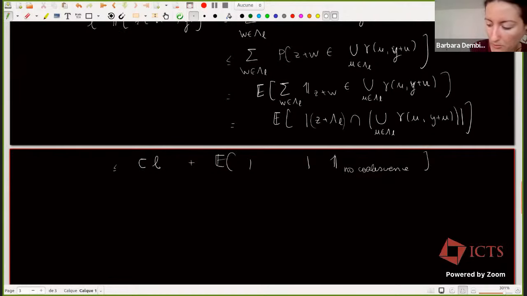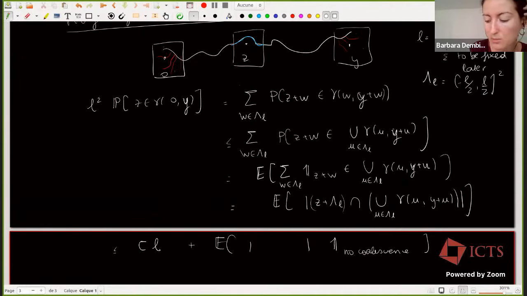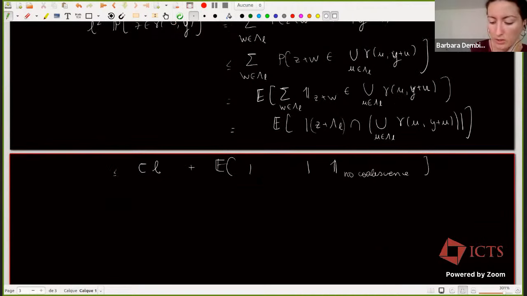And when you don't have coalescence, you cannot say much about this intersection. But the most naive bound you can give is to say that this intersection is smaller than the total size of the box. So you can just say that this is smaller than L squared. So you will have CL plus L squared, and the expectation of the indicator that there is no coalescence is the probability of no coalescence.